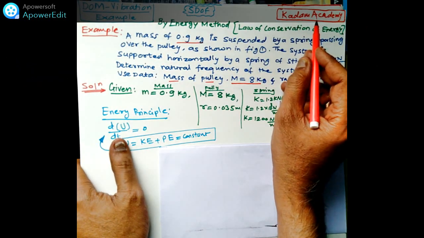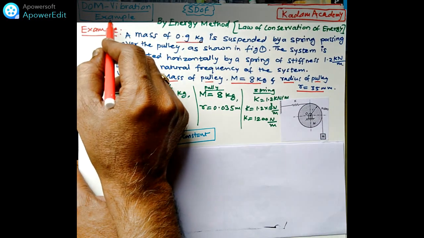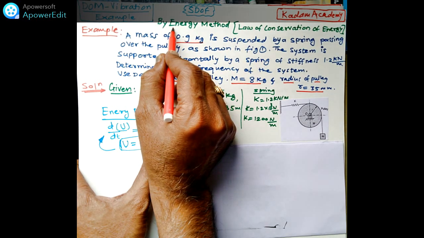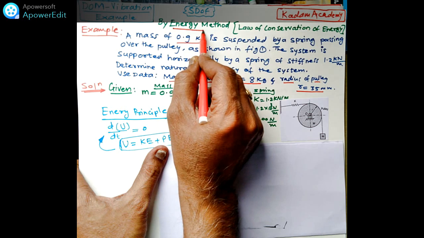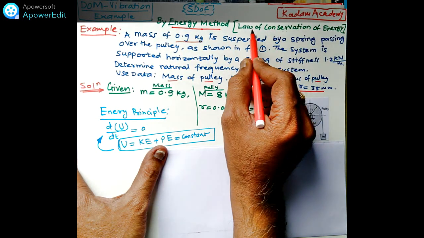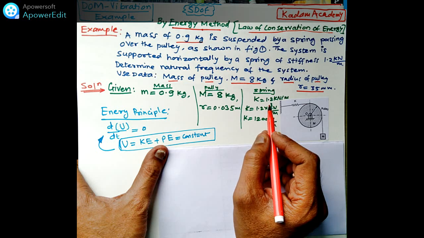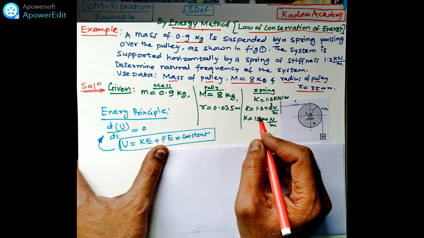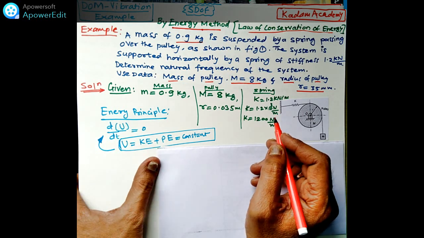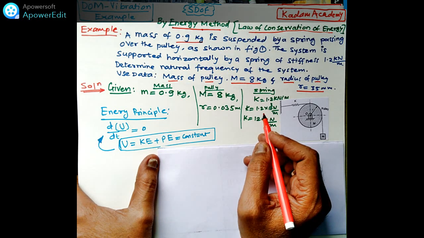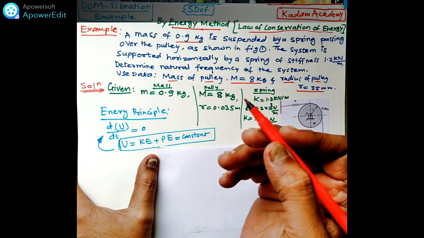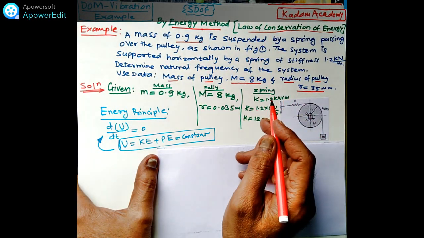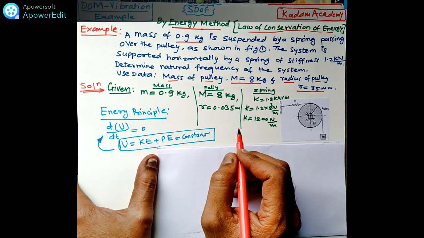Friends, in these numericals on vibration examples, we are solving a number of numericals. Today's video is based on the energy method, that means the law of conservation of energy. What is the law of conservation of energy? Energy can neither be created nor destroyed; it can be converted from one form to another. Based on this, there is a video on deriving the equation of motion for any vibrating system using this energy method, or the law of conservation of energy. Please see those videos and get a clear idea.